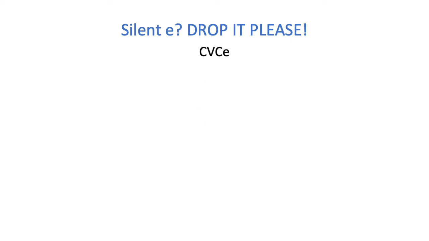Our last rule is silent E, drop it please. So these are words that have consonant, vowel, consonant, and that sneaky silent E at the end. So what you need to do is you have your consonant, vowel, consonant. You're going to drop that final E and add the new ending on. So this one would be ed. For the ing, we have our consonant, vowel, consonant, drop the E, add ing.